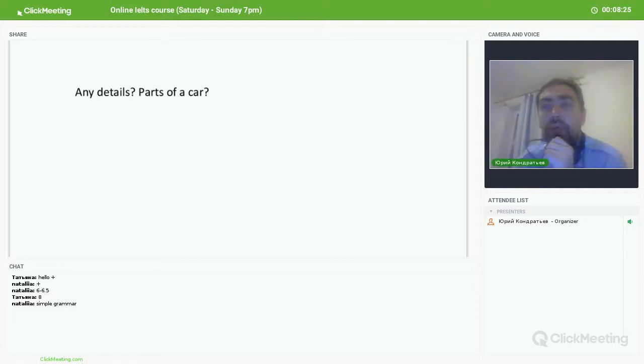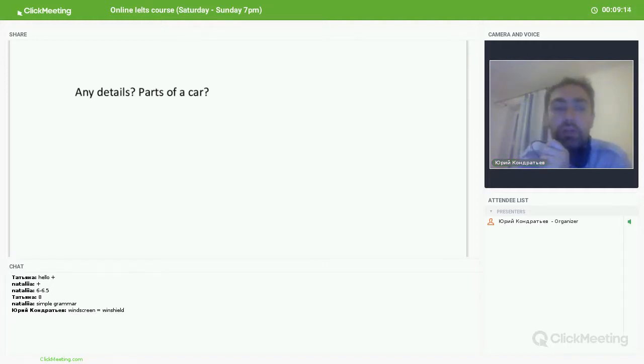Maybe some parts of the car were damaged, and of course you can mention the parts of the car that you know in English. So, do you know any parts of the car in English? If you know, please write the examples in the chat. While you're thinking and maybe writing, I will also add some examples. For instance, you can say windscreen, or in American English it's called windshield, лобовое стекло.